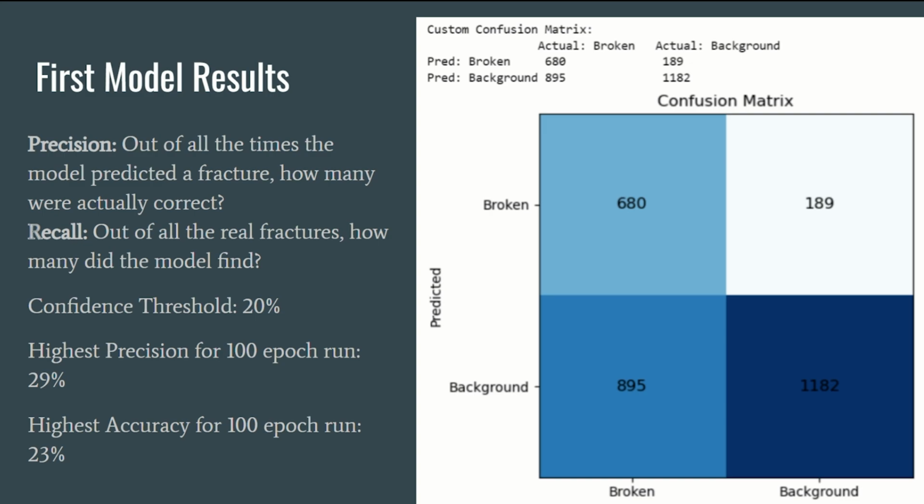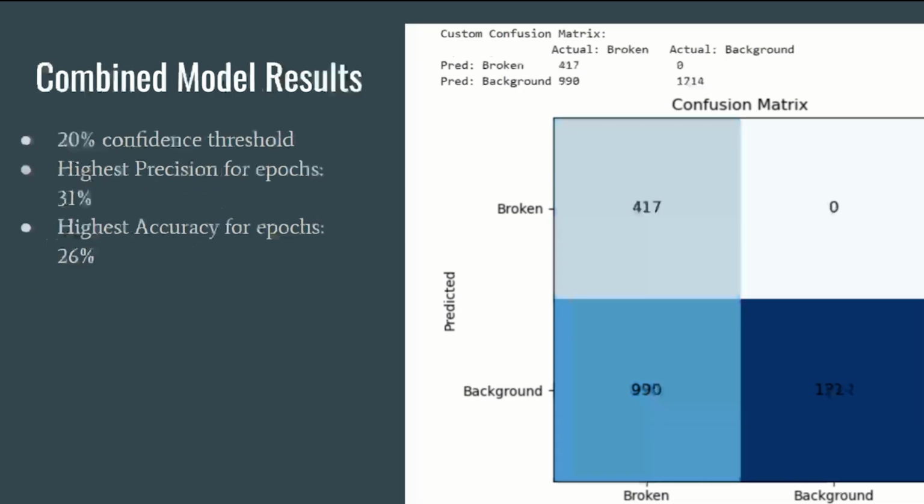Since this is still low, we must keep focusing on recall in this context, making sure we identify as many true fractures as possible. With the combined methods, our model performance is once again low. We use a 20% confidence threshold.